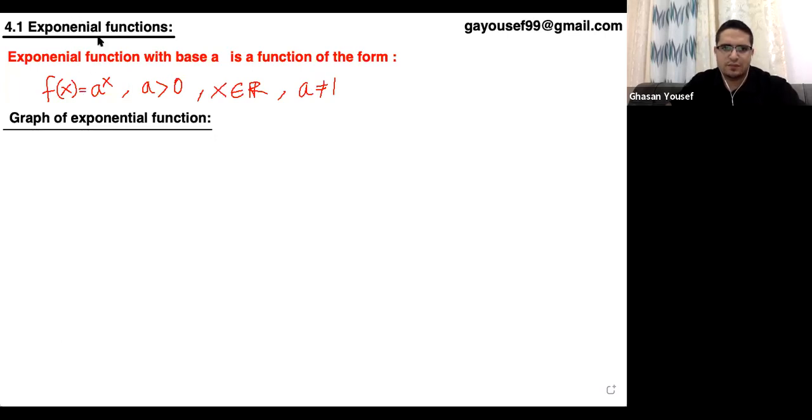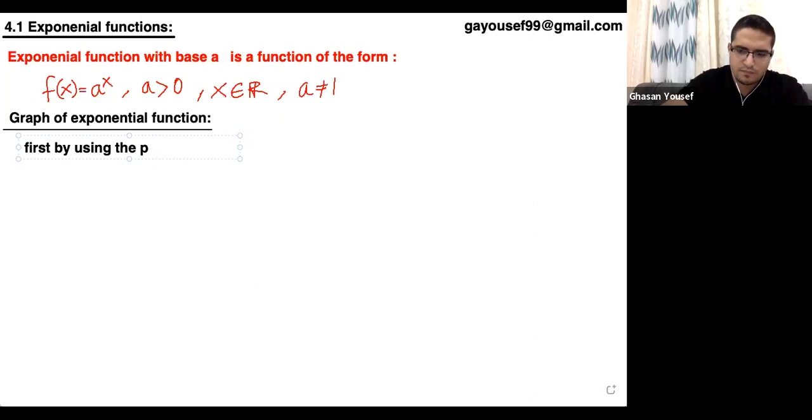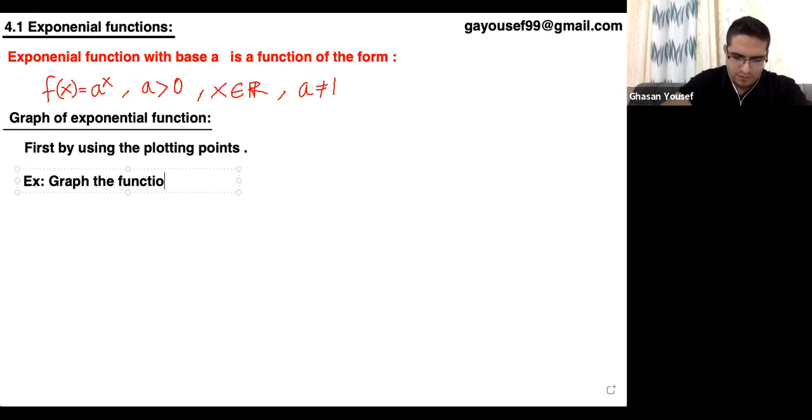So the example now: graph each of the following, first by using the plotting point. I'm going to give an example to show how we can use the plotting point, I mean for plotting point, like making a table. So example, graph the functions.